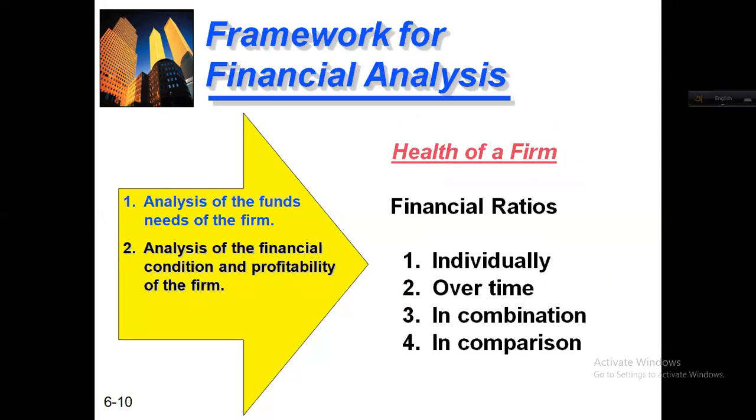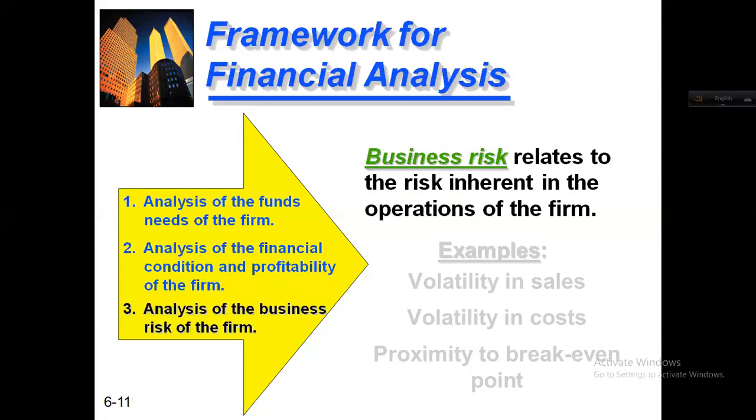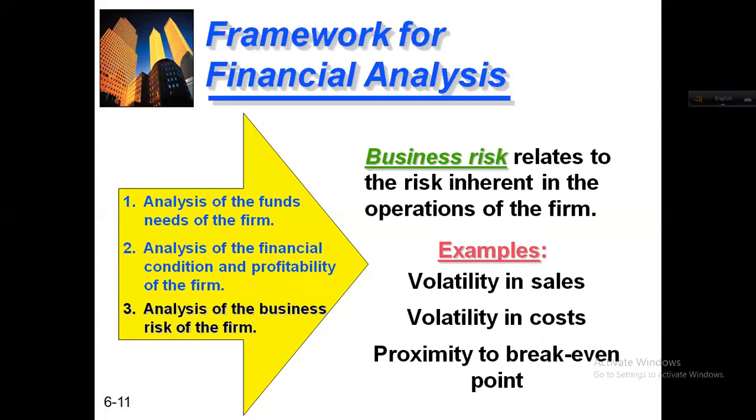So in analysis, we can get the health of the firm. Okay, we know what the firm's health condition is, and that can be evaluated by financial ratios. And in financial ratios, you can measure individually, over time, in combination, and in comparison. In financial ratios, we analyze the business firm risk also. So there are two types of risk that can be measured for risk analysis. Number one is business risk, number two is financial risk.